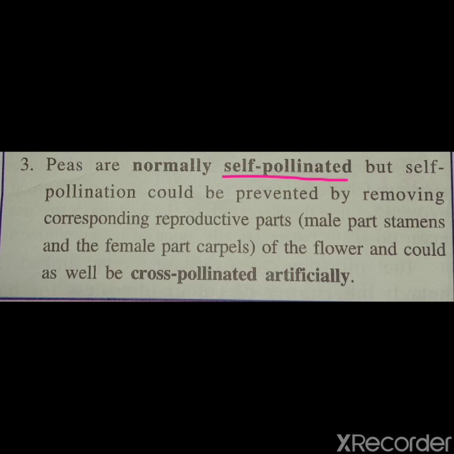So students, peas are normally self-pollinated. The self-pollination process occurs in pea plants, but if we need cross-pollination artificially, then in that situation we have to remove one reproductive part, either the male part stamen or the female part carpel. So after removing one reproductive part, there will be no self-pollination. So in that situation only cross-pollination will be there.